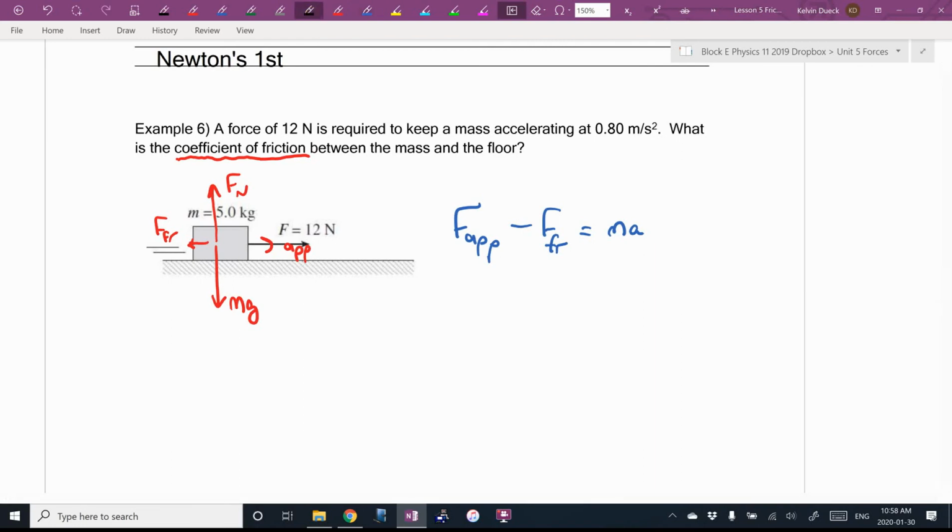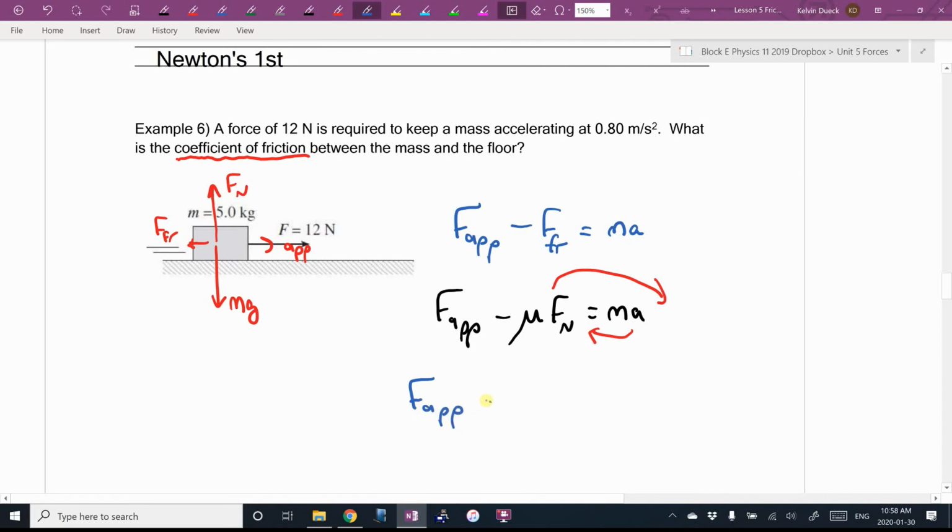So my next step, I would drop the F applied down. And I would smile because they wanted me to find mu. There it is. It showed up now in my equation. I want to get the mu by itself. What's right in front of the mu that I don't like? Swappy dance! I'm going to plus this whole thing there and minus this whole thing there. I'm going to get F applied minus MA equals mu FN.